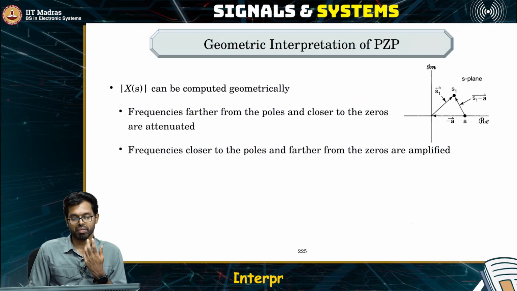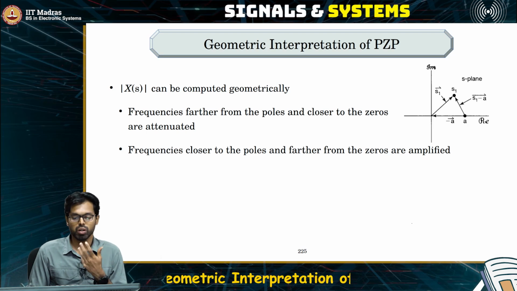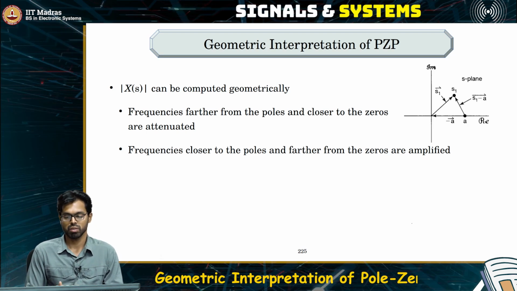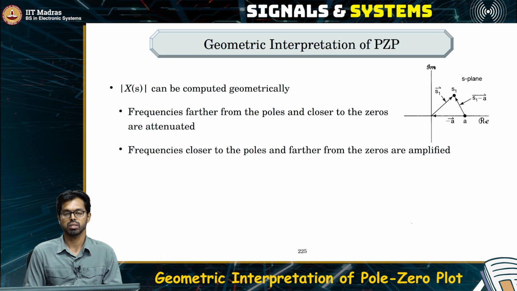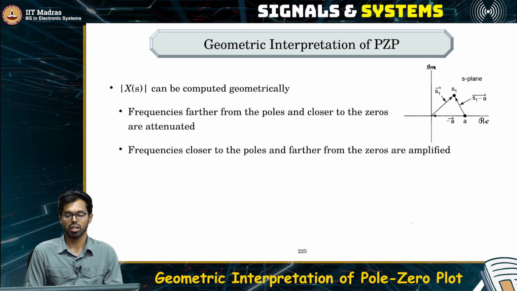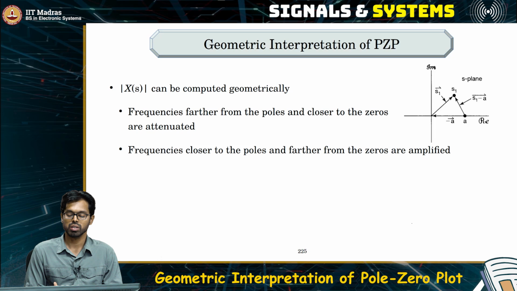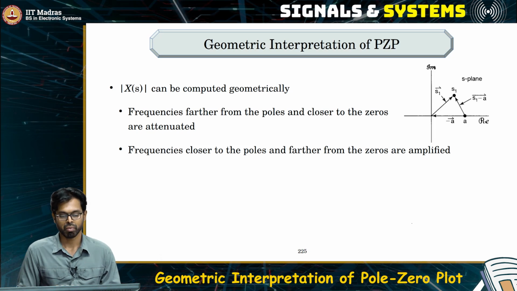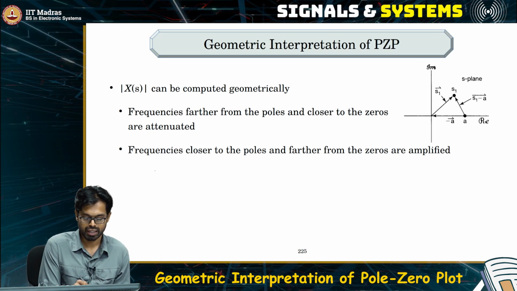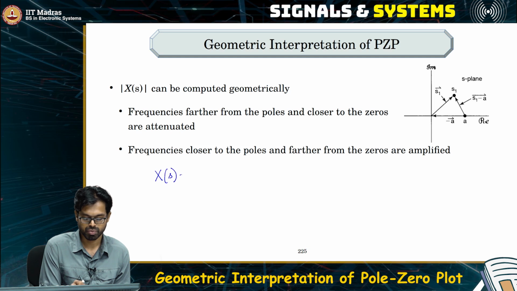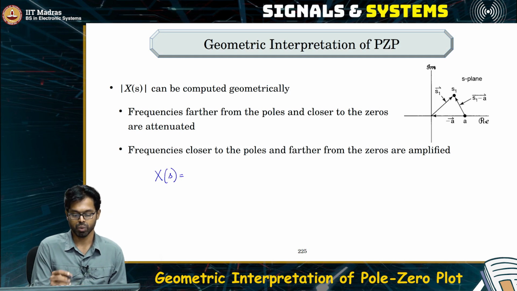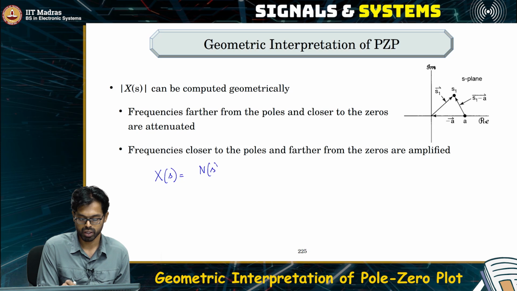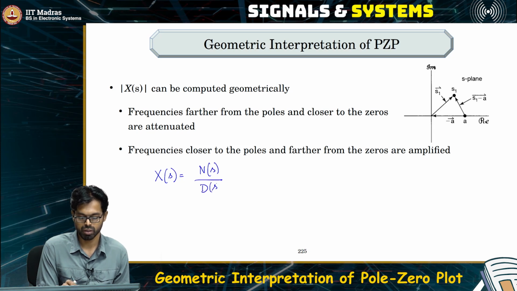Now, what is the point of introducing a new tool altogether? What is the point of pole zero plot analysis? What are we going to do with this? We can infer a lot of the things geometrically from this. See, remember when we said X of s is equal to some numerator polynomial over denominator polynomial.